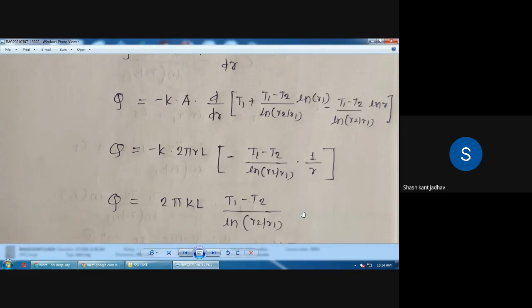So from this equation, can anyone tell me what is the thermal resistance for the cylinder? Anyone? What is the value of thermal resistance for the cylinder? कोण सांगते? Unmute yourself and tell me the answer for the thermal resistance for the cylinder. त्या इक्वेशन वरून मला सांगा what is the value of thermal resistance for the cylinder? Anyone? Unmute yourself and tell me. ln of R2 by R1 divided by 2 pi KL. ओके, करेक्ट आहे.